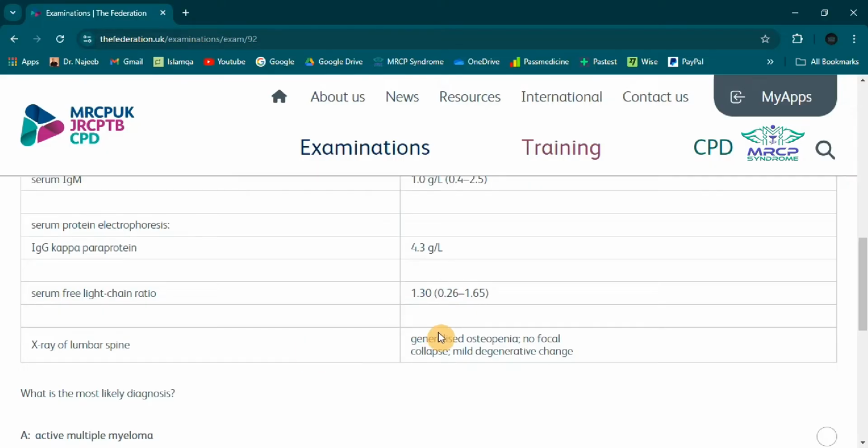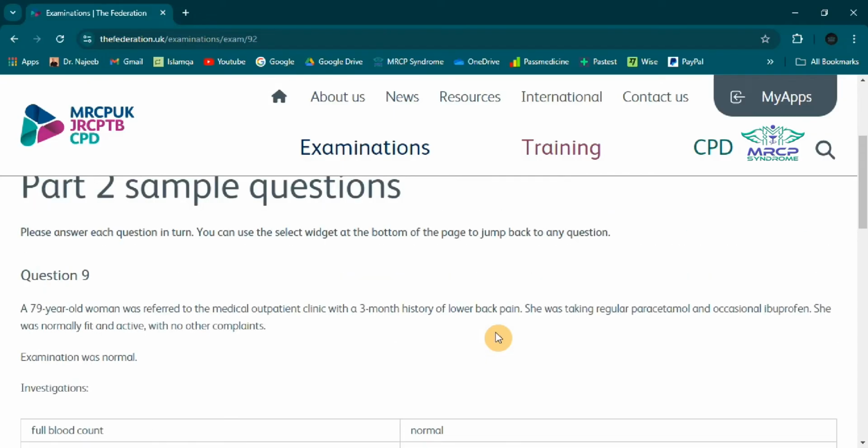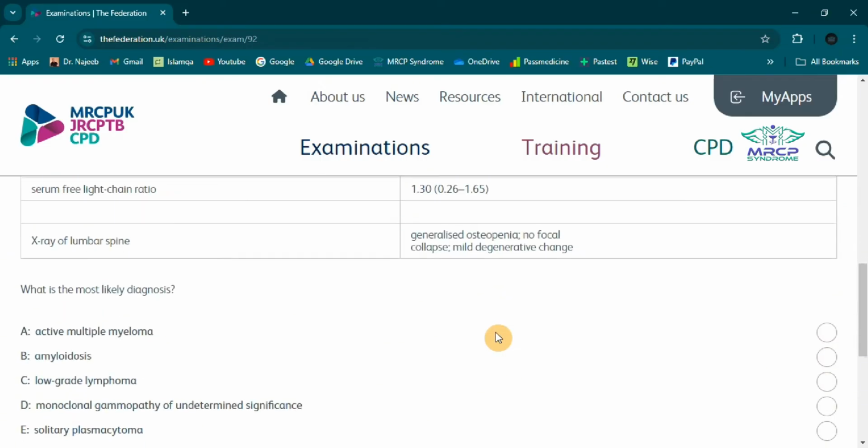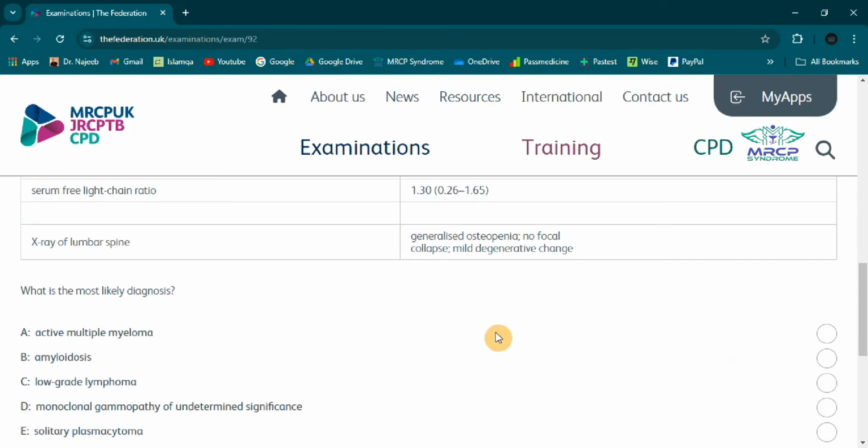X-ray of the lumbar spine is showing generalized osteopenia without focal collapse, and mild degenerative changes. And there are also no significant features of CRAB, meaning there are no features of anemia, hypercalcemia, or renal dysfunction, which are more commonly associated with multiple myeloma. So the most likely diagnosis is MGUS, monoclonal gammopathy of undetermined significance.